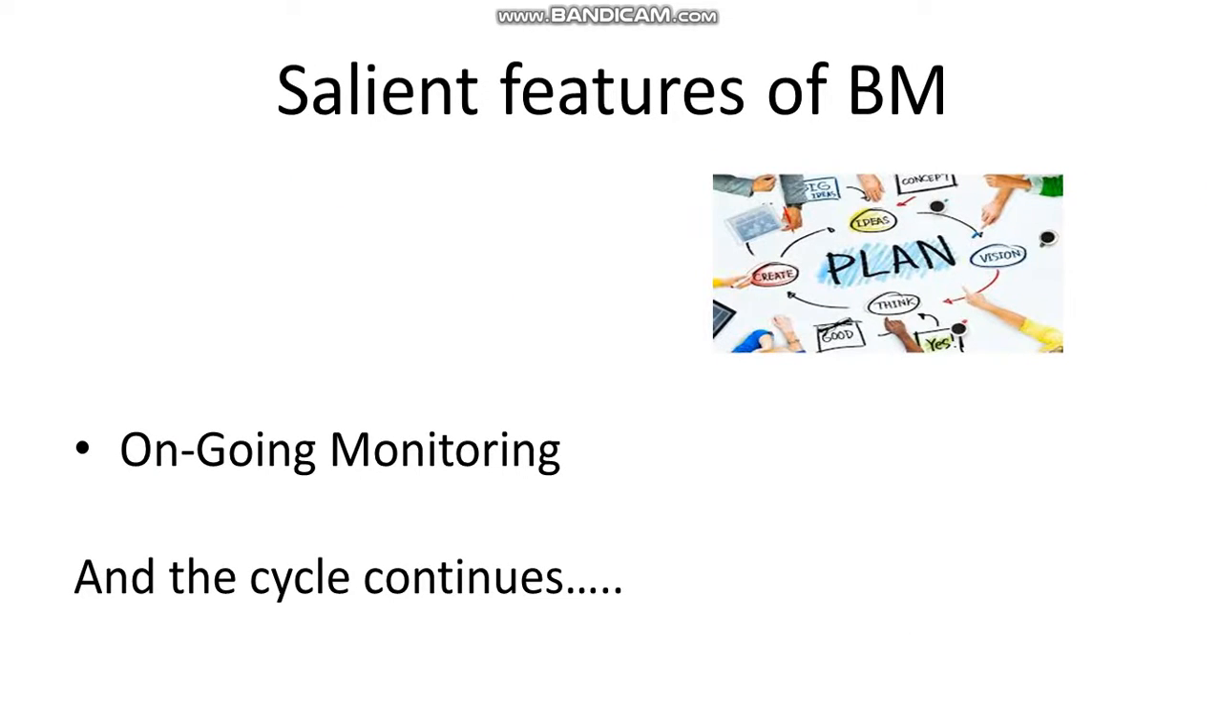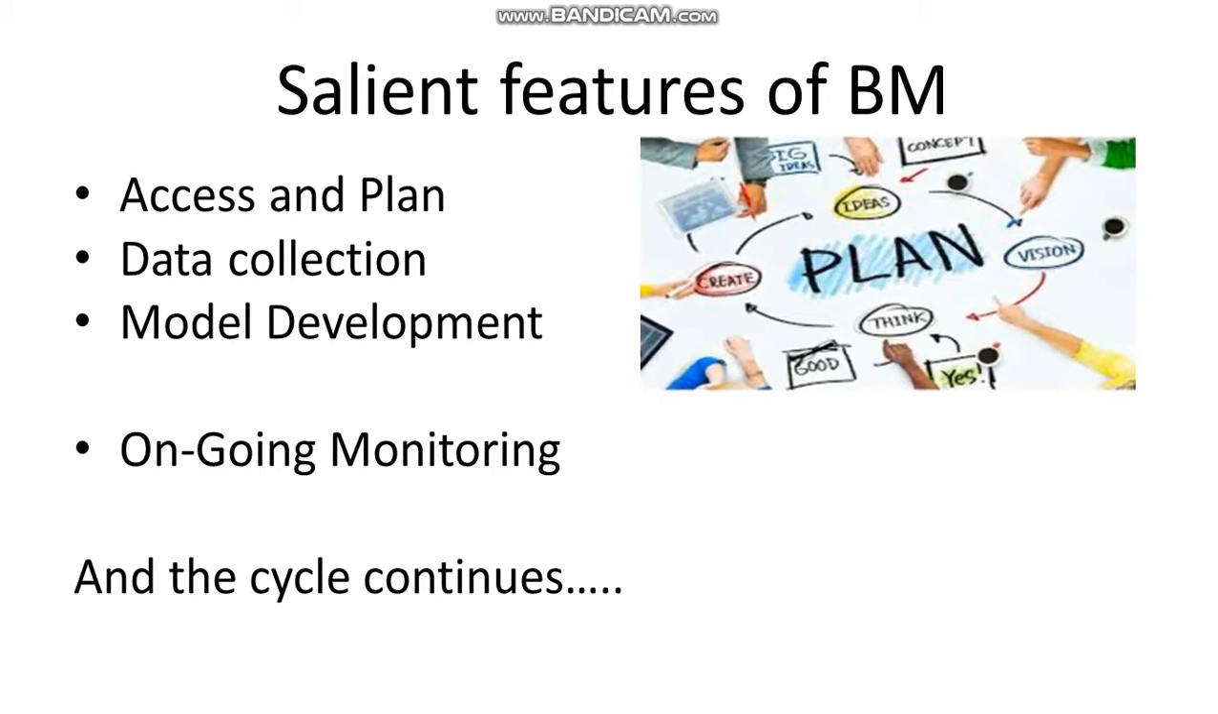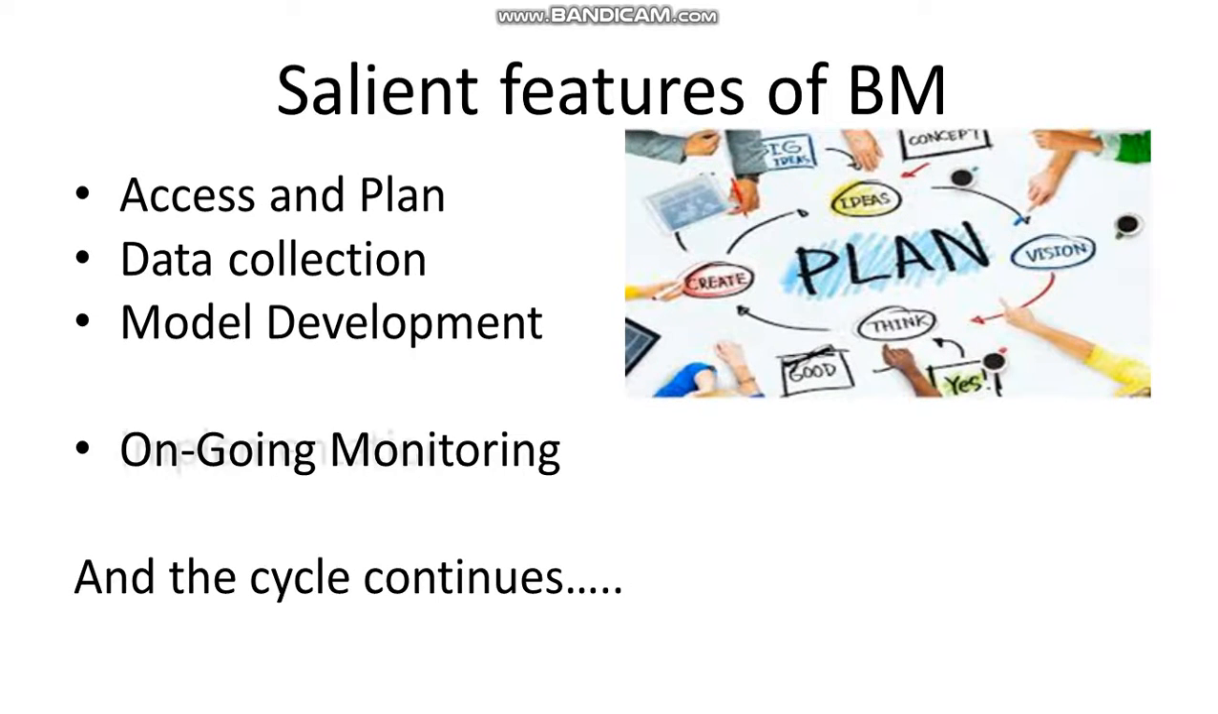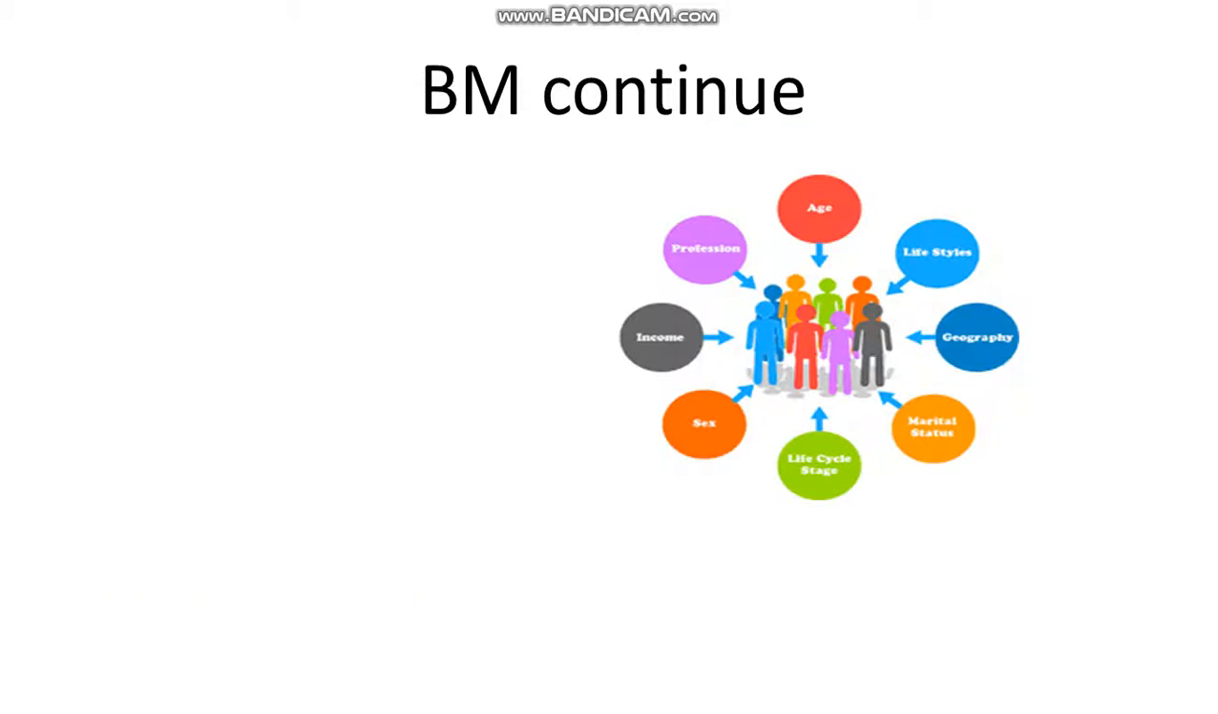Okay students, the salient features of this business model are: first, access and plan; second, data collection; third, model development; then implementing the model in the society, in the market, and then ongoing monitoring, and the cycle continues.